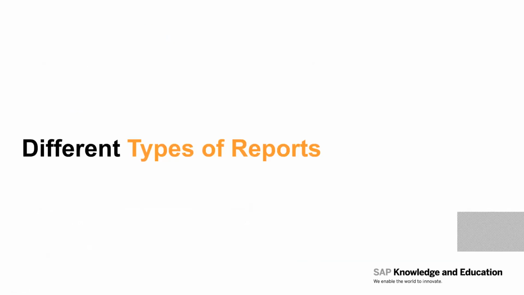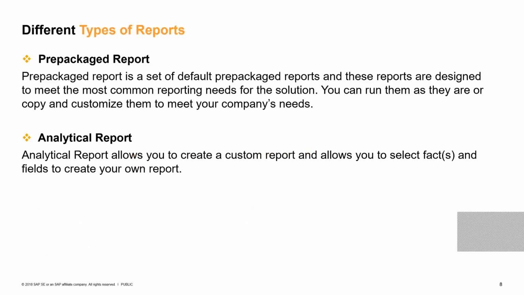Now let's talk about some different types of reports. As I mentioned before, we have what we call prepackaged reports. They are default reports that are usually the most common needs for your solution. You have the option to run them the way they are provided, or you can even save with a different name, and then you can customize to do some changes and to meet your company needs. We're going to see one example.